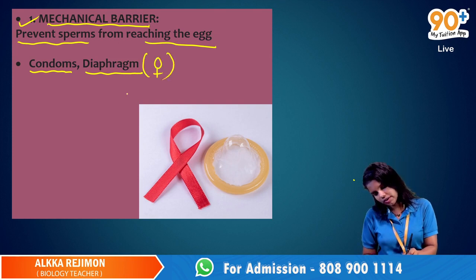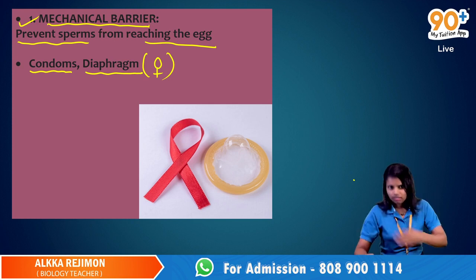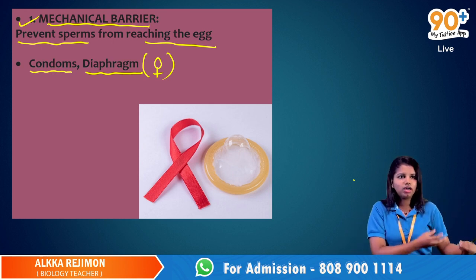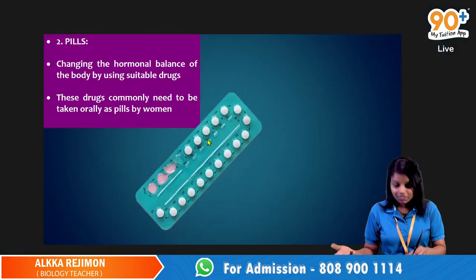The diaphragm is a female version of the condom, which is almost made up of the same rubber or silicone material. Here it is kept in the female body, where it prevents the entry of sperm. So it acts similarly.